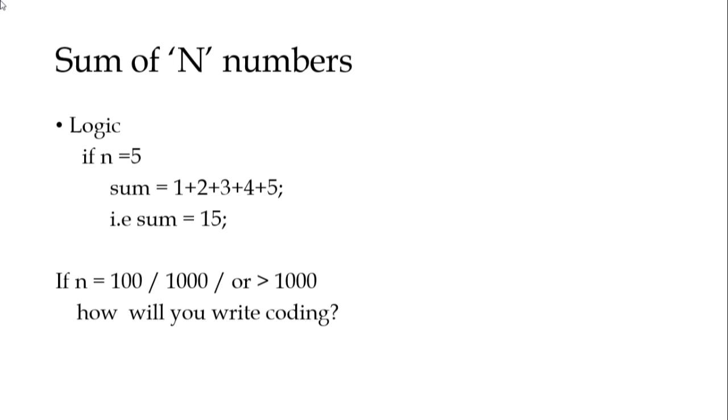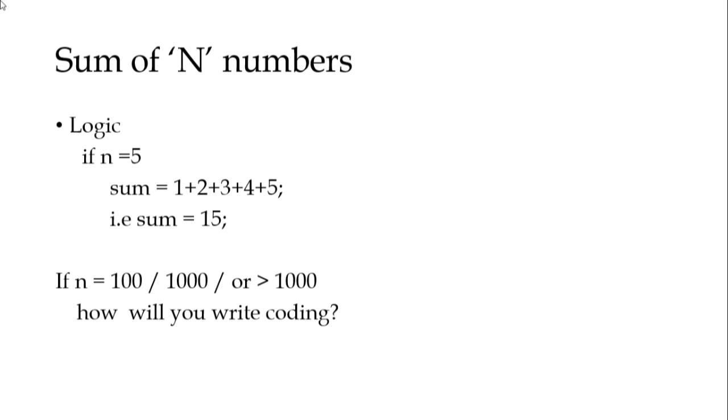First of all, you start with a class, then within the class you write a main method, and within the method you first declare the required variables. We need a variable n and also sum to store the summation of the first 5 numbers. Then you write the logic, sum is equal to 1 plus 2 plus 3 plus 4 plus 5. Then you print the same to display it on the screen. So this is the program for finding the sum of the first 5 numbers.